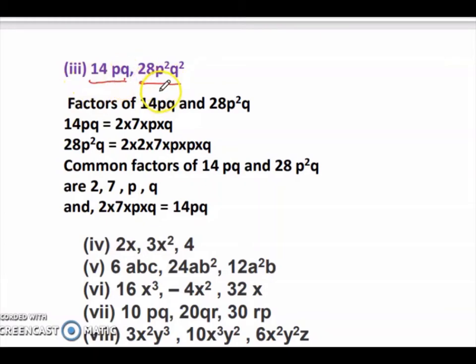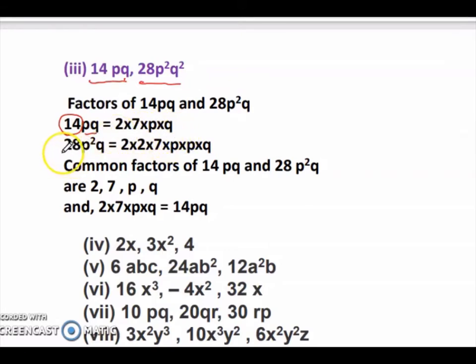14pq and 28p square q square, these are two terms. If you need to find their common factors, first you will write factors of 14pq. So the numerical coefficient you will factorize first. So 14 can be written as 2 into 7 and p and q can be written as p into q. So these are the four factors of 14pq.